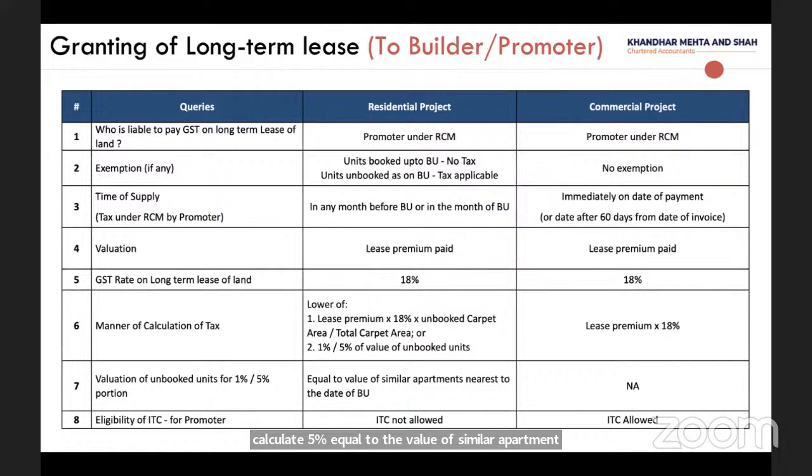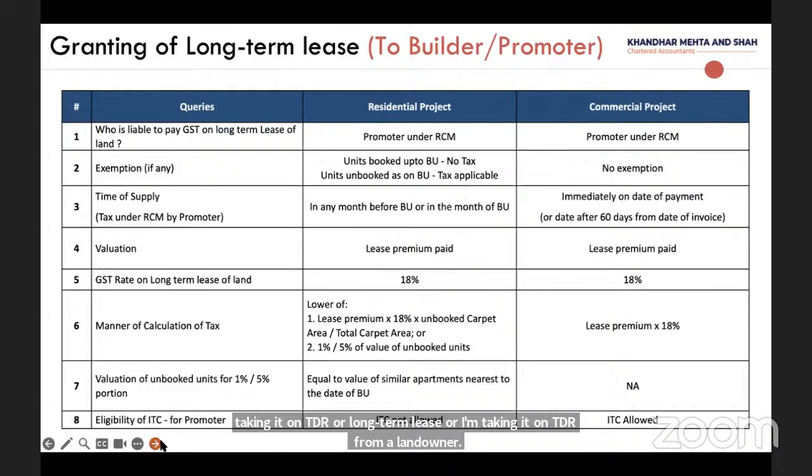So for this particular residential project, if I'm taking any services of long-term lease, I'm taking the land on long-term lease, or I'm taking it on TDR from a landowner, then this arrangement of tax will be applicable to that promoter. ITC, obviously it is a residential project, so ITC is not allowed.